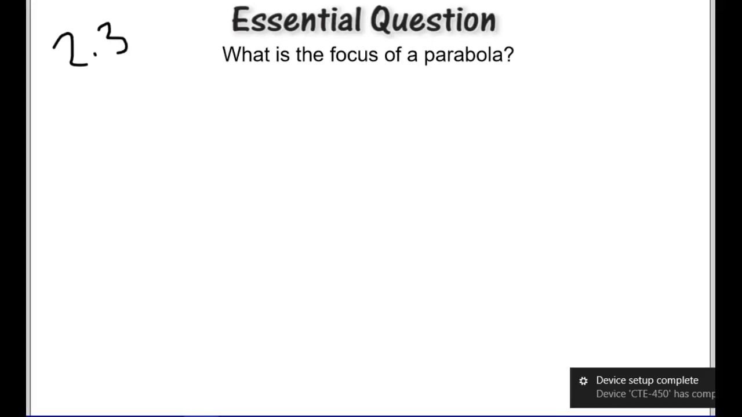All right, here we're going to be looking at section 2.3, and our essential question is, what is the focus of a parabola? So let's go ahead and look at that right now.